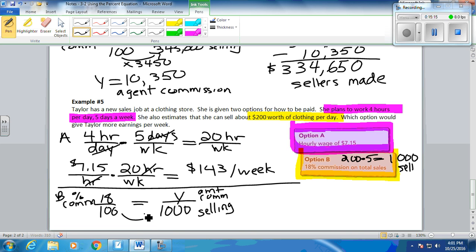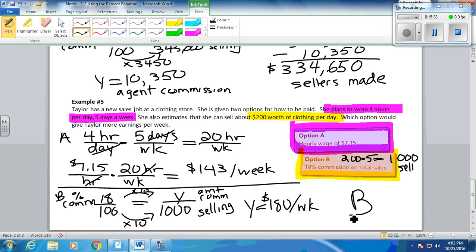Well, to go from 100 to 1,000, you just have to multiply by 10. So I'll just multiply by 10 here, and so I'll get y is 180. So she'll earn $180 a week in option B, and in option A, she would earn $143. So option B looks like it would be the more earnings.